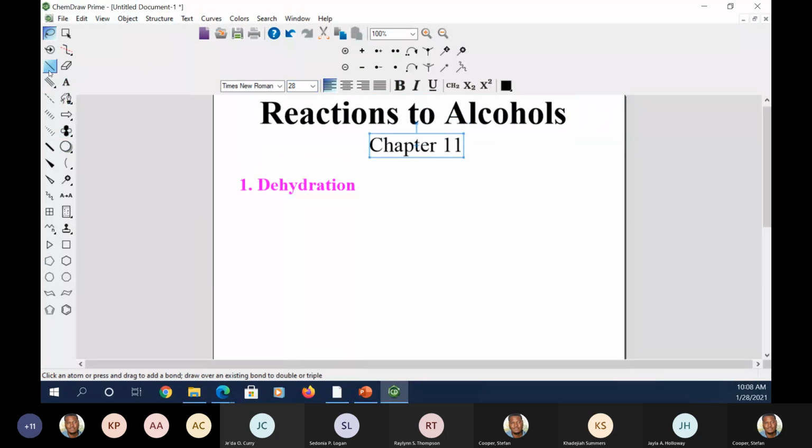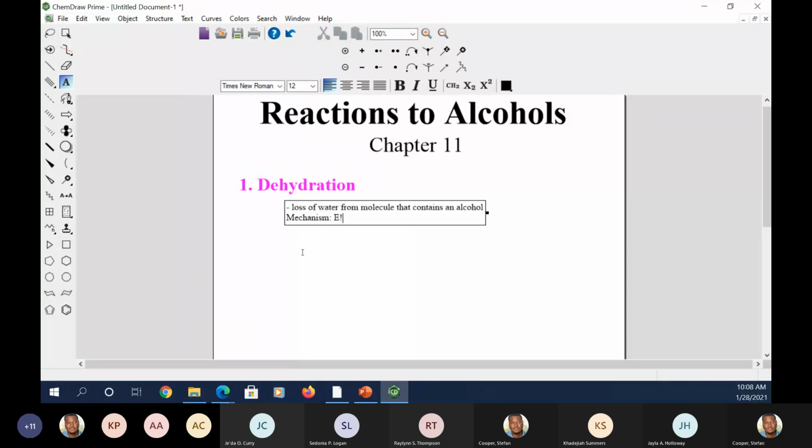All right, so let's just think about a dehydration. What is this? So I'm going to write some notes here for dehydration. Dehydration is just a loss of water, and this is from a molecule that contains alcohol, right? And if you want to think about the mechanism here, because we will need to know the mechanism for this process, this mechanism is a classic E1 mechanism.